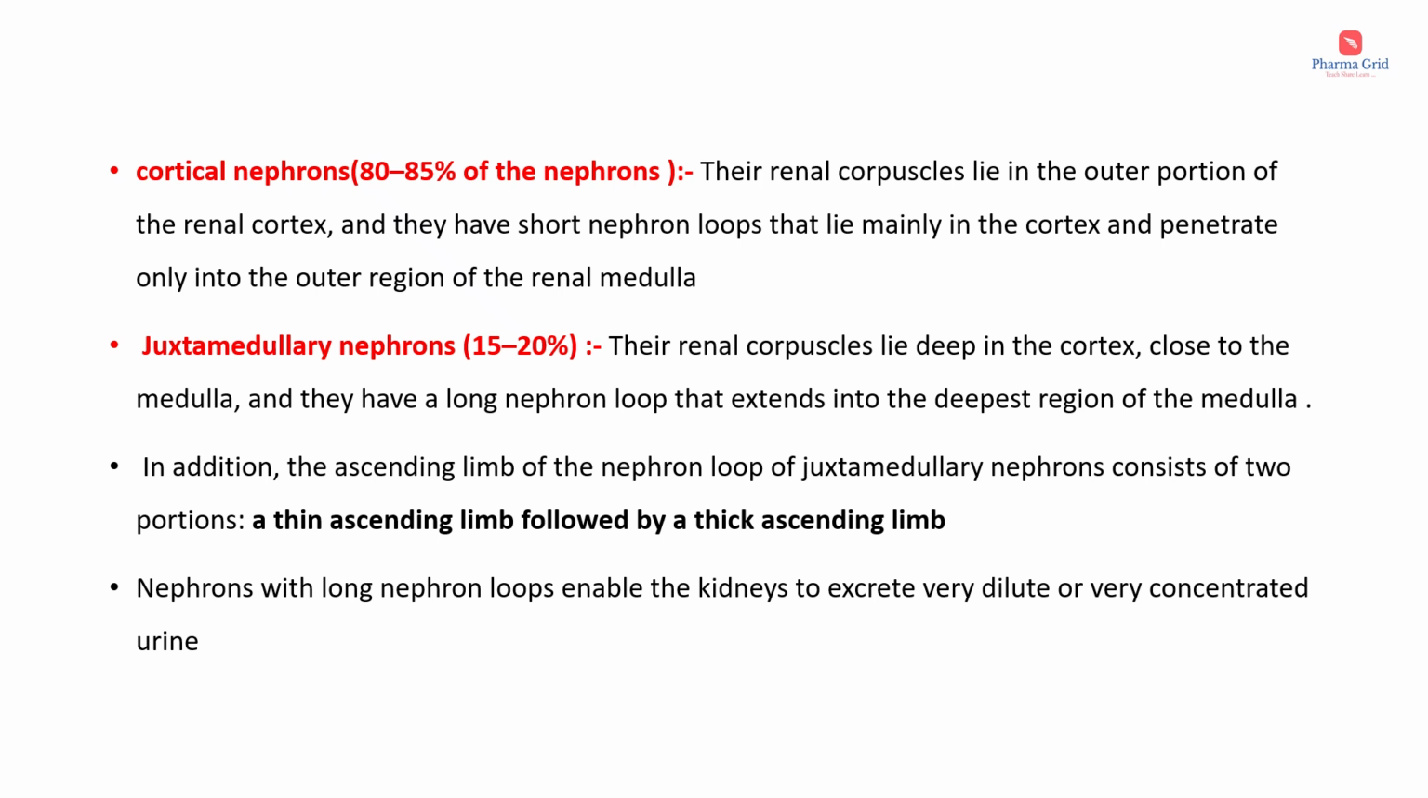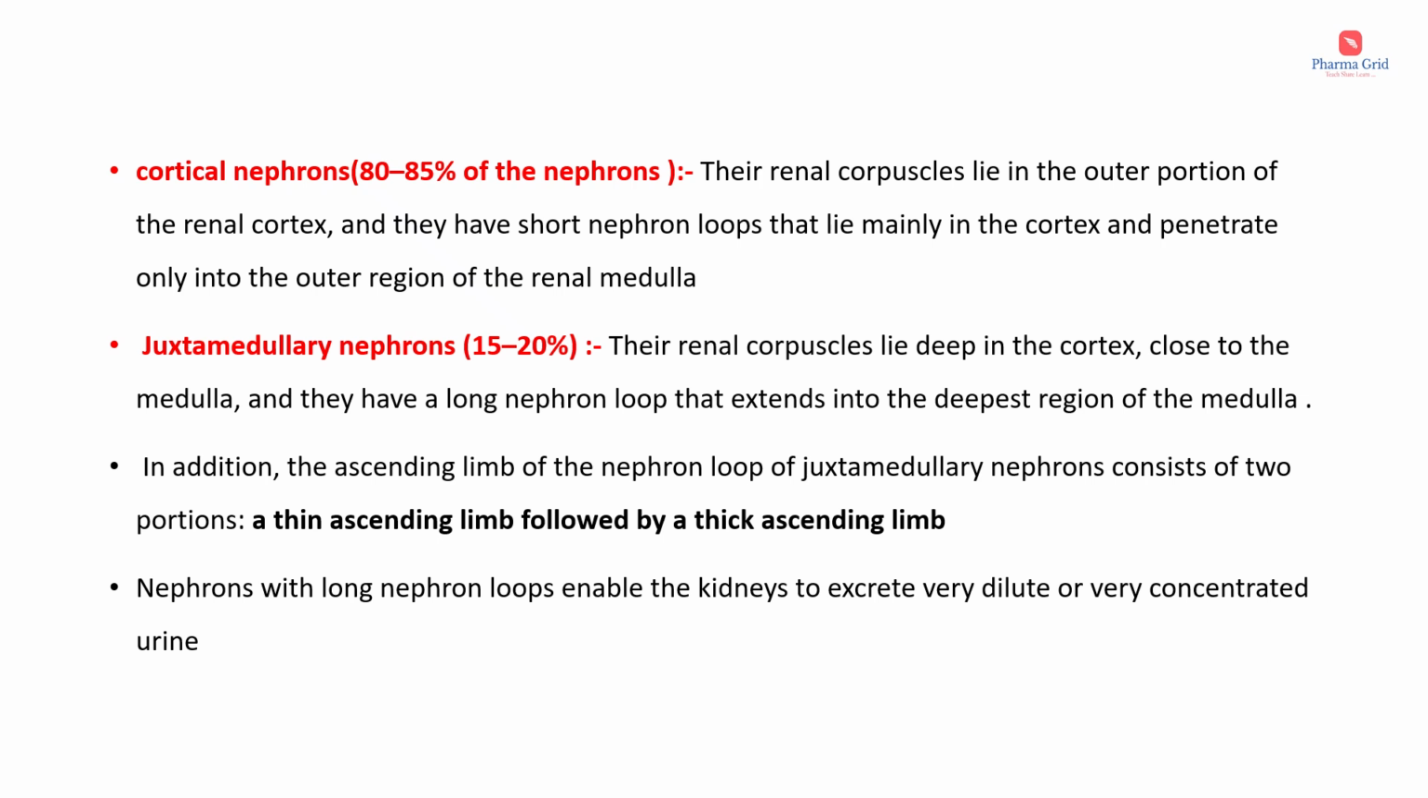Then comes the juxtamedullary nephrons, which constitute a small portion, that is 15 to 20% of the nephrons. The difference is that their renal corpuscles lie deep in the cortex, close to the medulla, and they have long nephron loops. Okay, so we have seen the cortical nephrons have short nephron loops, whereas the juxtamedullary nephrons have long nephron loops that extend into the deepest region of the medulla.